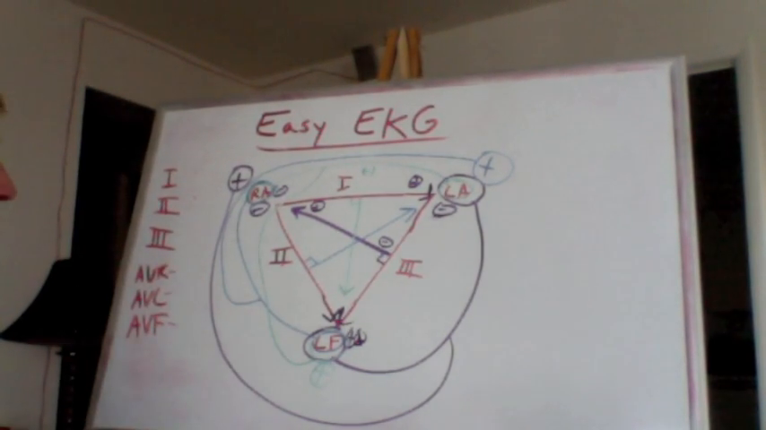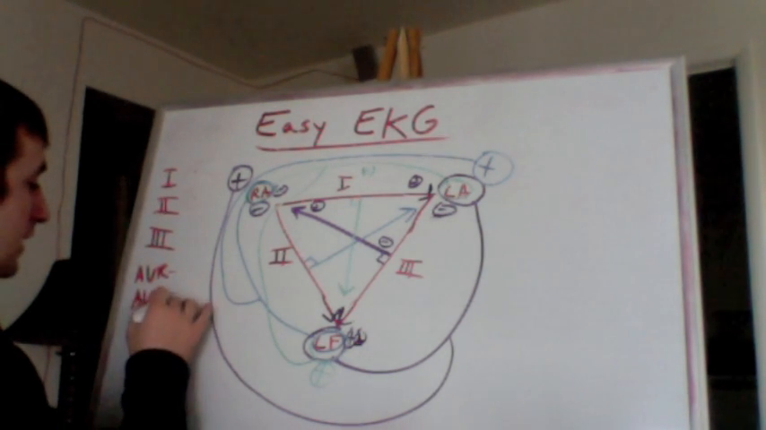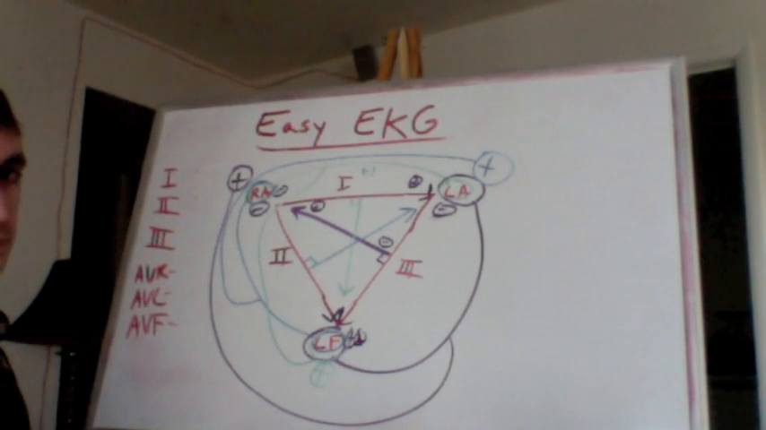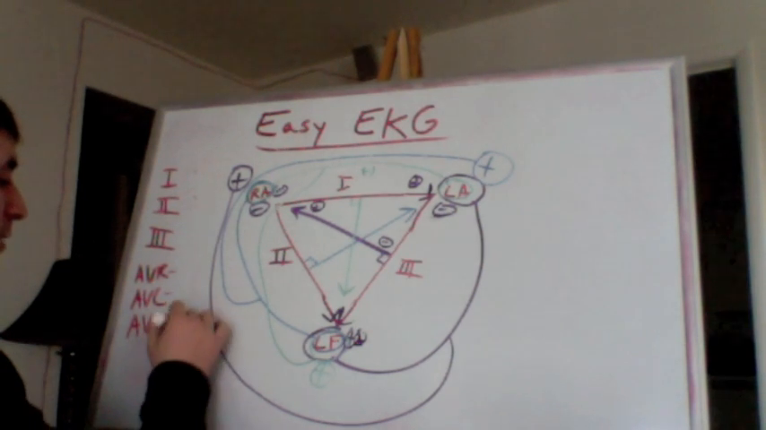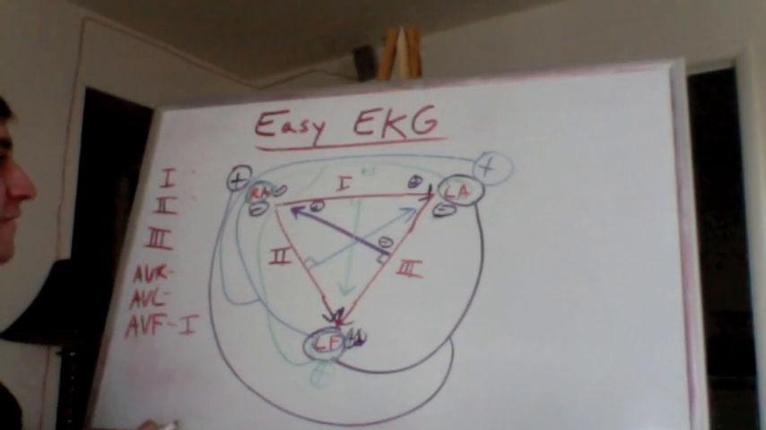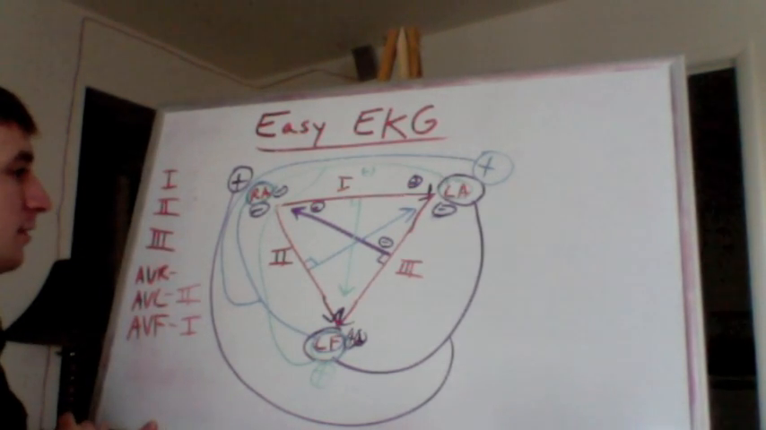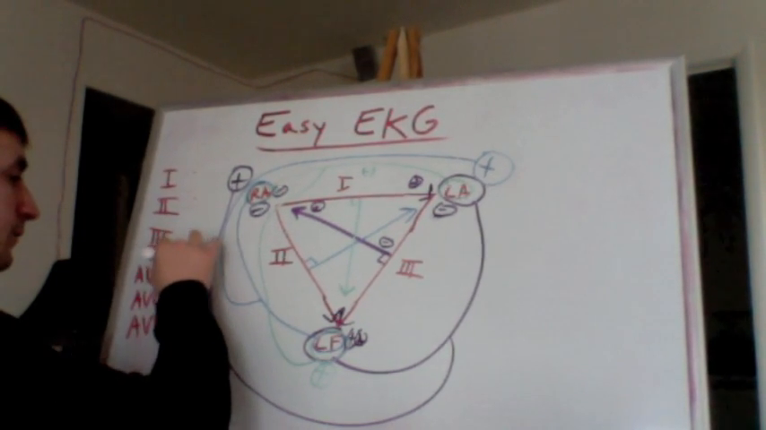AVR was perpendicular to what? How about AVL or AVF? So AVF is perpendicular to lead 1. AVL, perpendicular to lead 2. AVR is perpendicular to lead 3.